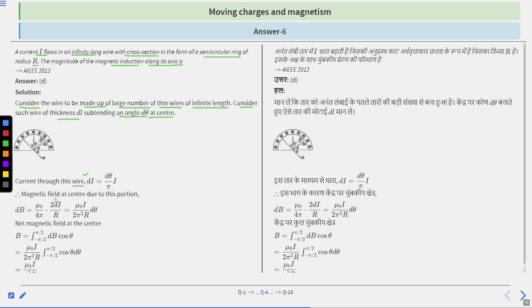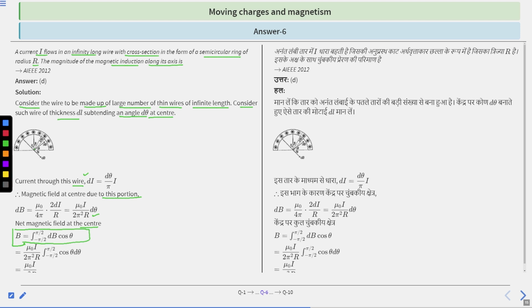So magnetic field at the center due to this portion dB equal to mu naught by 4 pi multiply 2 dl divided by r, which is equal to mu naught I d theta divided by 2 pi square r. So net magnetic field at the center is what? So we have calculated from this one. B is equal to the integral from minus pi by 2 to pi by 2 of dB cos theta. This is the net magnetic field at the center.